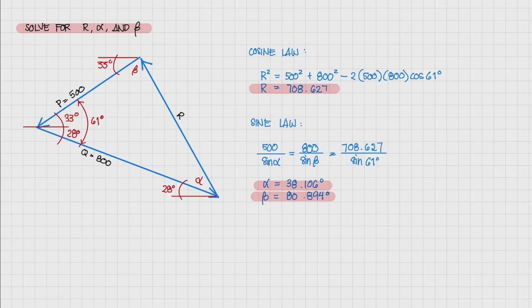So, for example, if you're solving for alpha, our alpha is equal to arc sine of 500 sine 61 degrees all over our R, which is 708.627. So you could solve alpha that way. And then we have our beta: sine, this is 800 sine 61 degrees all over 708.627. So, ganyan lang. Cross-multiply lang natin yung equation, di ba? Okay. Is there a simpler method to solve this?